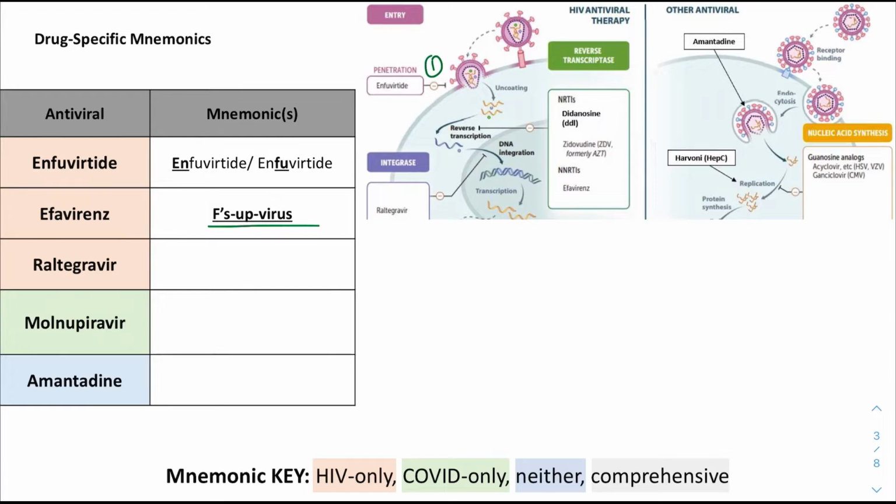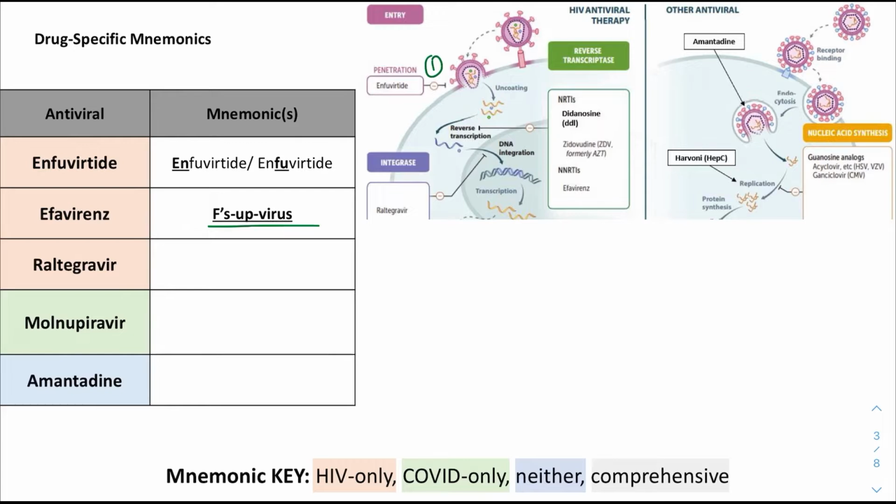Next is Efavirenz, which I like to think about as the F's up virus, in terms of it effing up the whole shtick of HIV. Part of the big reason why HIV is such an important virus, why we make this whole class of antiretrovirals really only to combat HIV, is the fact that once it enters into the host, it is able to do reverse transcription and bring its contents into the host genome, and then it is able to actually integrate its DNA with the host DNA.